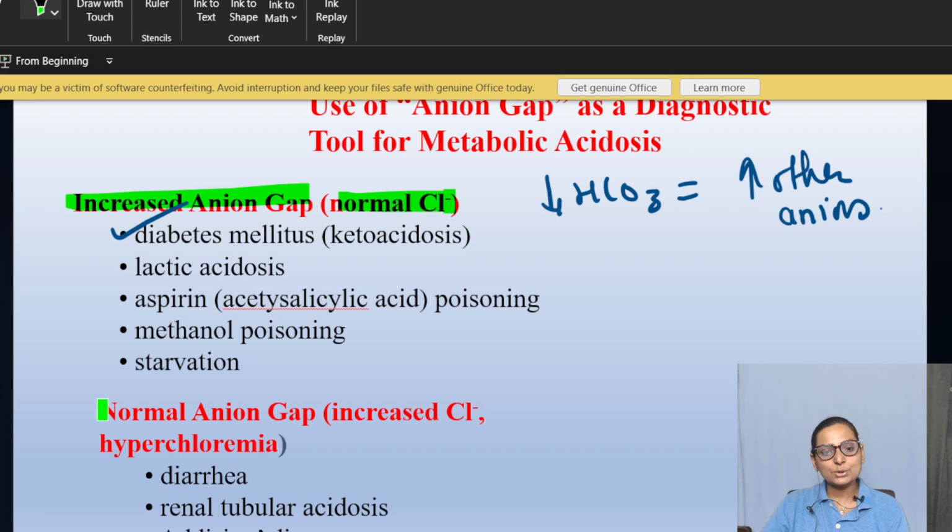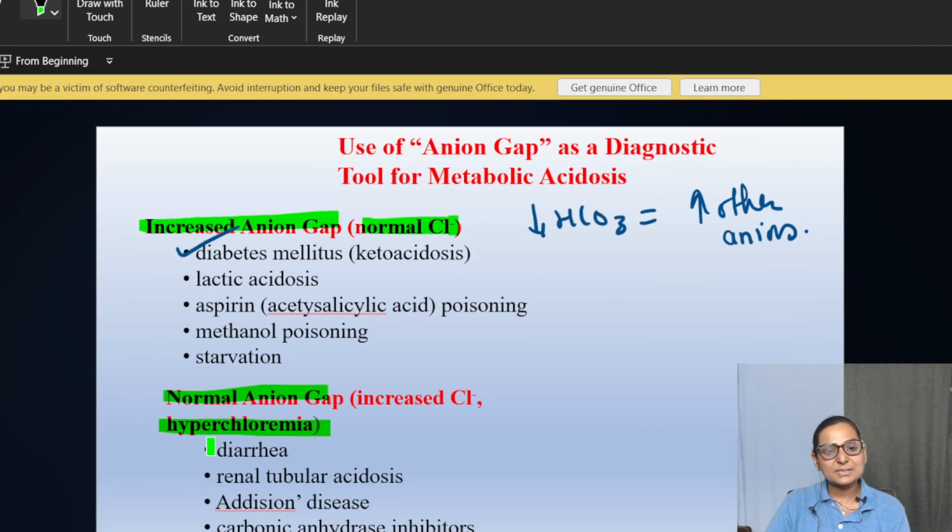Another condition is your normal anion gap. That means here the loss of the bicarbonates was compensated by increasing the chlorides, right? So this created a normal anion gap. The very important causes become diarrhea and renal tubular acidosis.